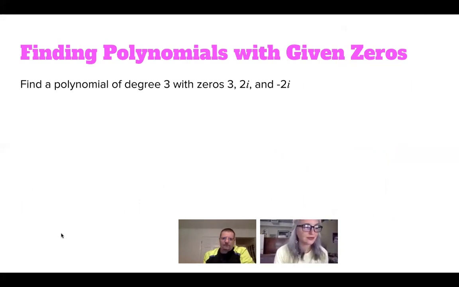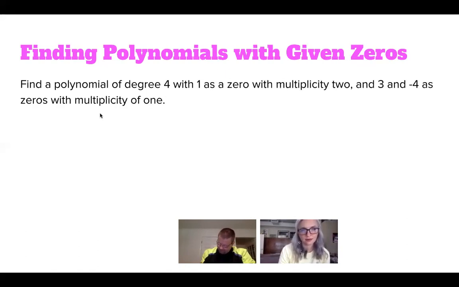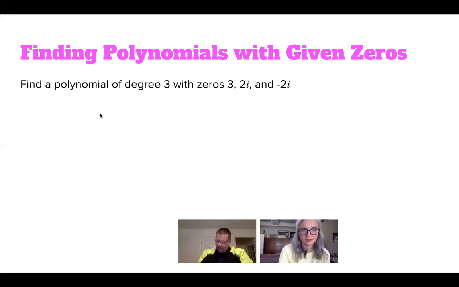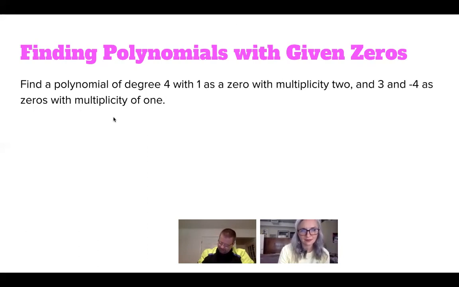So with these 3 zeros, we're just going to go backwards. If 3 is a zero, from which factor did it come? That would have to be x.